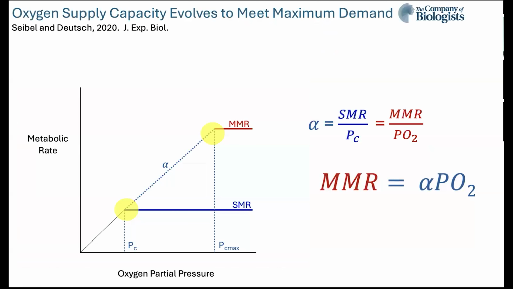Okay, so these 2 points, the maximum metabolic rate at what I'm calling the critical oxygen partial pressure for that maximum metabolic rate, P-crit max, is equivalent to the standard metabolic rate at its P-crit. And if those 2 are equivalent, then this must be a straight line between them. And this is the formula for a straight line. The maximum metabolic rate is equal to the oxygen supply capacity, which is the slope, times the partial pressure of oxygen. So you can predict what the maximum metabolic rate is at any PO2 between those 2 points.